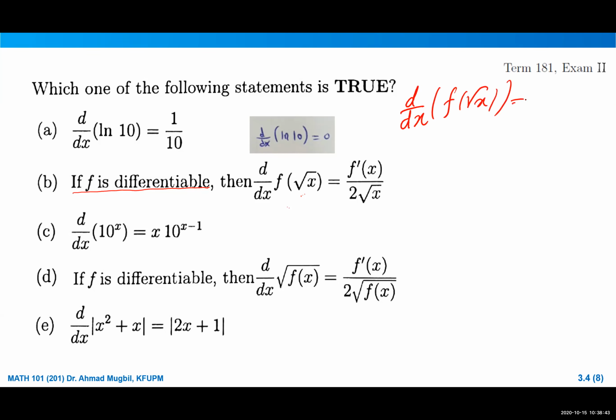What you will do, you will differentiate f as it is, then you will multiply by what, ya Abdul Aziz? Tell me. By the derivative of the square root. What is the derivative of the square root, ya Abdul Aziz? 1 over 2 square root of x.